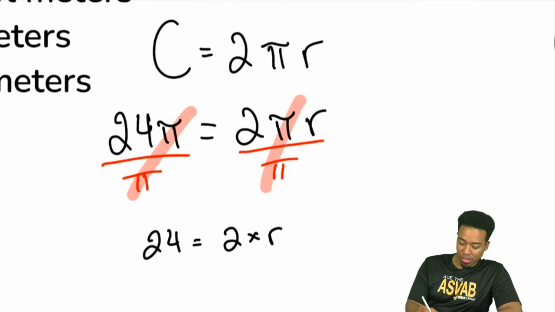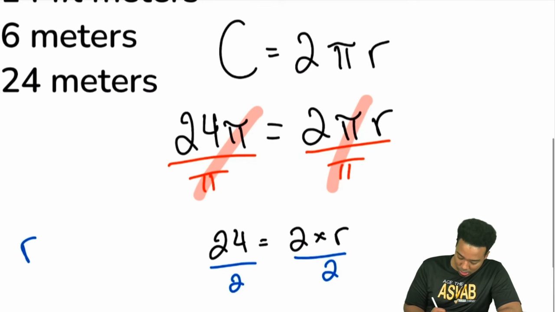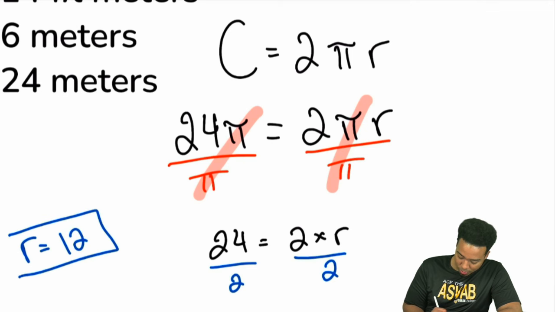And that's going to be on both sides. Be specific there, my party people. But yeah, we'll divide by 2 on both sides. And we get our radius equaling 12.